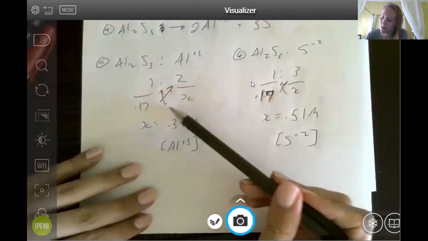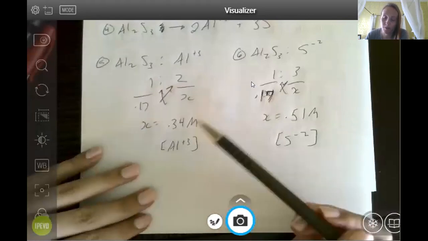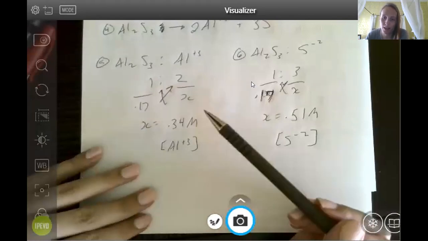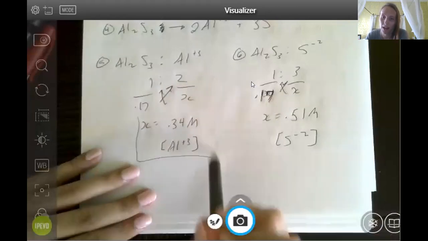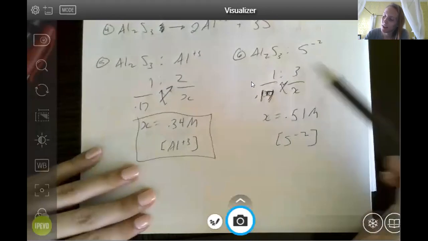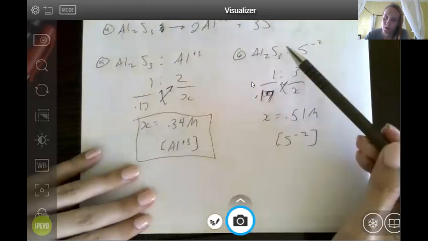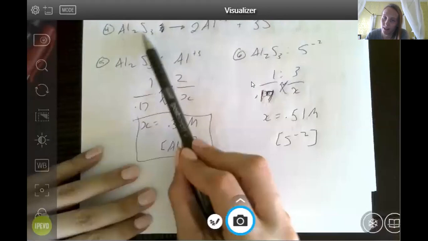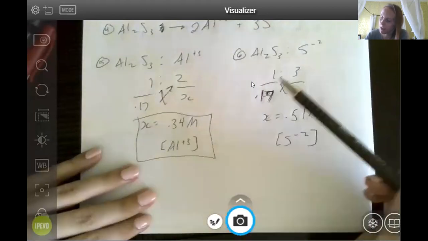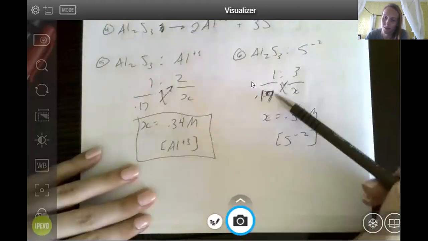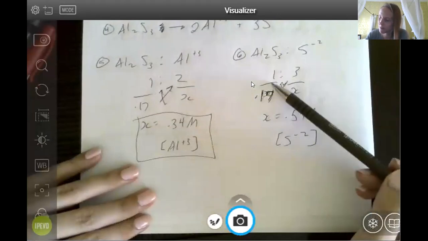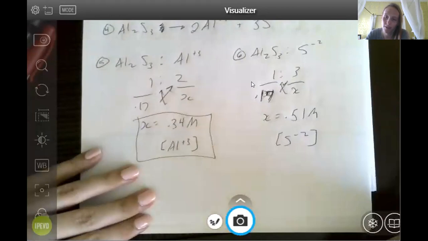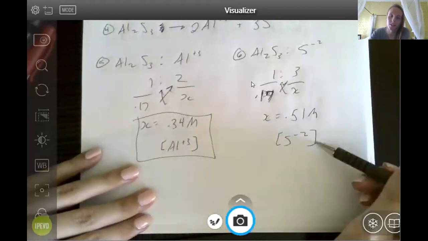And then just cross multiply with our concentration of aluminum sulfide that we calculated, and you'll get 0.34 molar as the concentration of the aluminum ion. And then we'll set up our mole ratio between the aluminum sulfide and sulfide ion, which is a 1:3. Once again, plug in the concentration that we solved for the aluminum sulfide, cross multiply, and you'll get 0.51 molar as your concentration of sulfide ion.